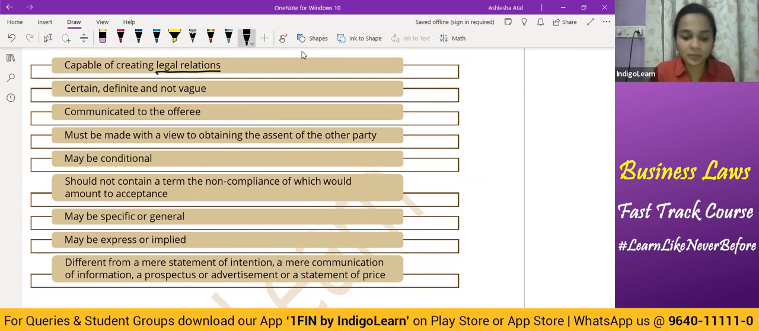Now, say for example, I am organizing my birthday party and I give you an invitation to come to my birthday party. But you do not turn up. So I made an offer. I invited you for my birthday party, but you did not turn up because you were busy preparing for your examinations and you did not want to waste your time attending a birthday party. So here, will you call this type of offer a valid offer? The offer which I made, was it a valid offer? Is there any capability of this offer to create a legal relation?